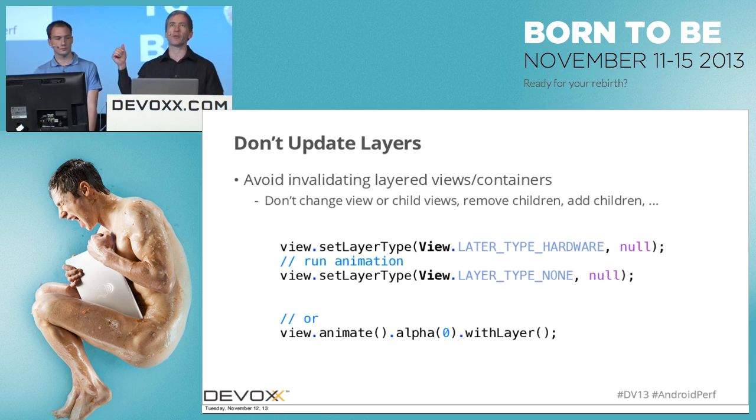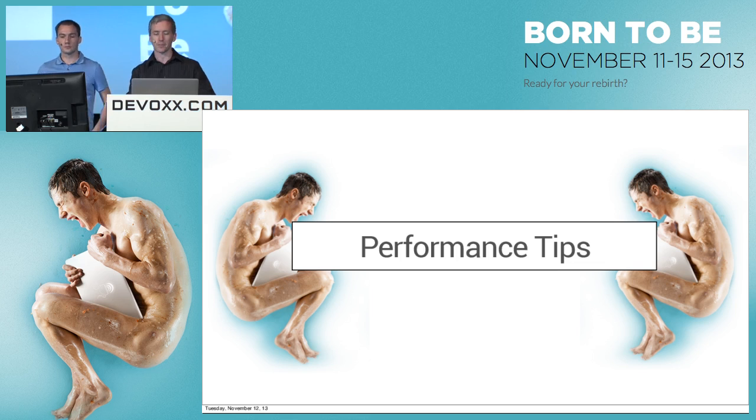So these are just a couple of different ways you can actually set a layer. One of them is explicitly: you can set the layer type on the view. You do a bunch of stuff like set up the animation, run the animation. When the animation is over, then you unset the layer by setting it to layer type none. Or it does it implicitly if you use the view property animator API. When you run an animation in there and call with layer, then we create the layer, we run the animation, then we destroy the layer at the end.